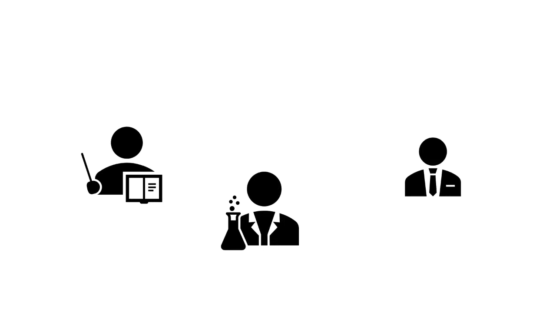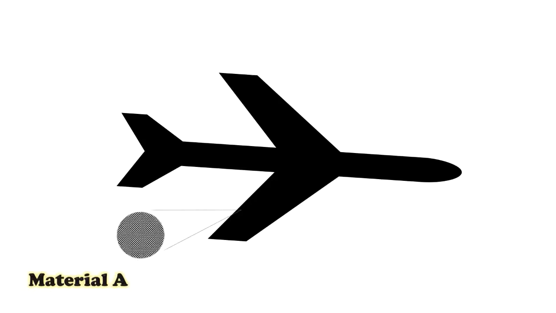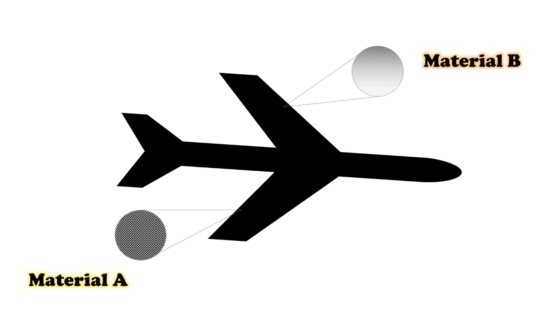One thing that engineers, designers, and companies consider is a balance between the strength and how much energy it can resist. This is called toughness. To understand this, look at this example from a plane, in which its right wing is made from material A and its left wing from material B.